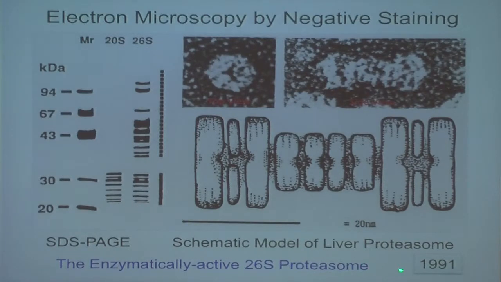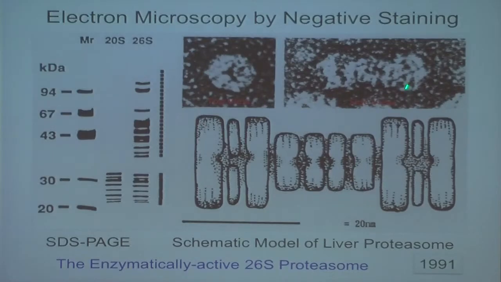In 1991, I took for the first time this electron micrograph, after negative staining with uranyl acetate. As you can see, this is the structure of the so-called 26S proteasome, the active proteasome. At that time, I drew it in a cartoon as a dumbbell-like structure.